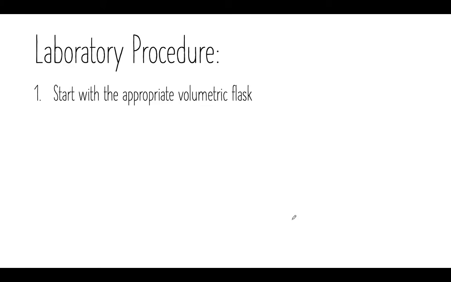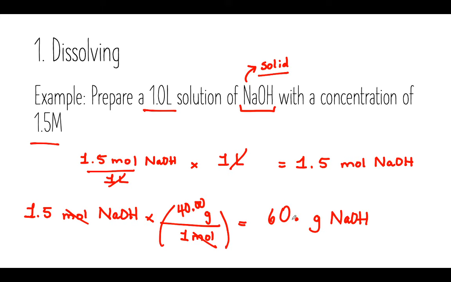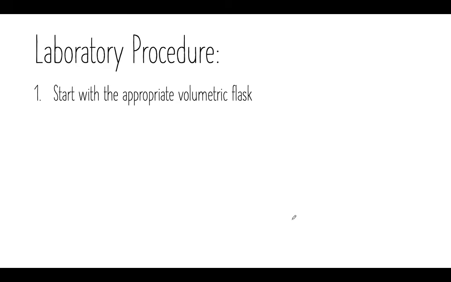So first of all, we have to start with the appropriate volumetric flask. We talked about volumetric flasks already, and we talked about that they come in different sizes. You can have 50 milliliters, 500 milliliters, 1 liter, 2 liter. Let's take a look at our question to see which one might be appropriate. They want us to create a 1 liter solution.